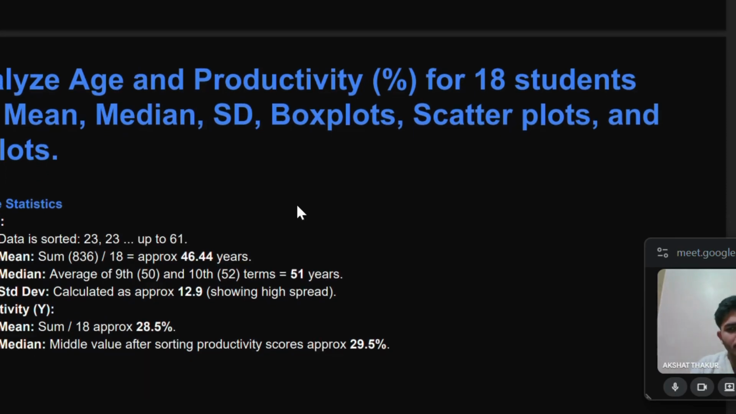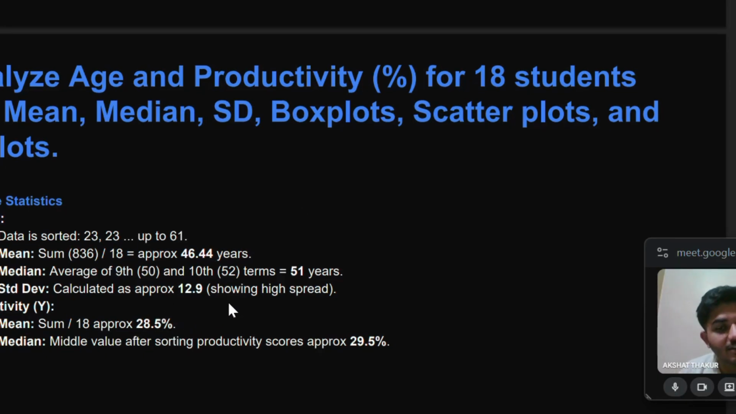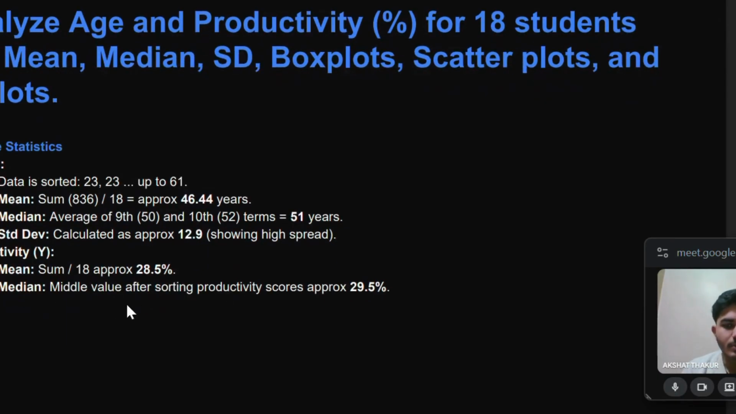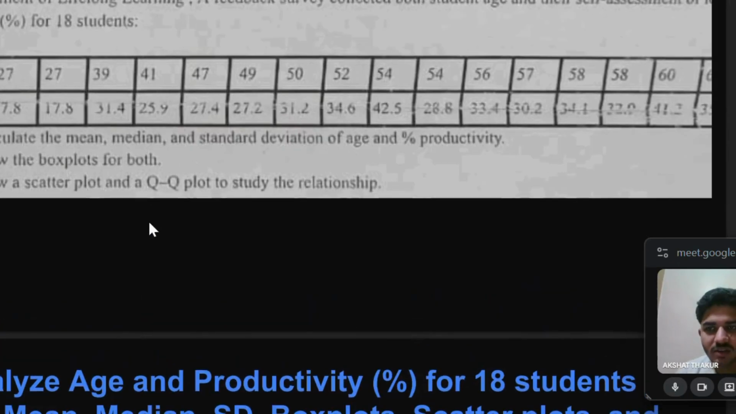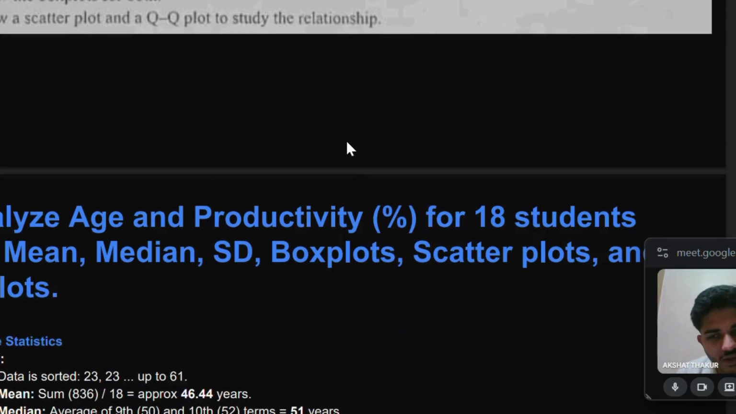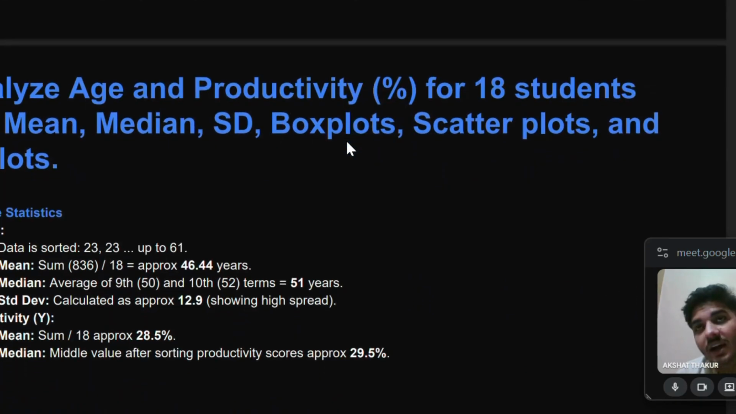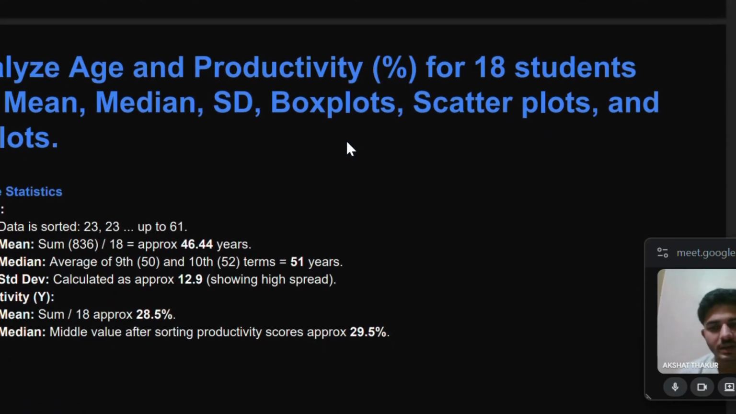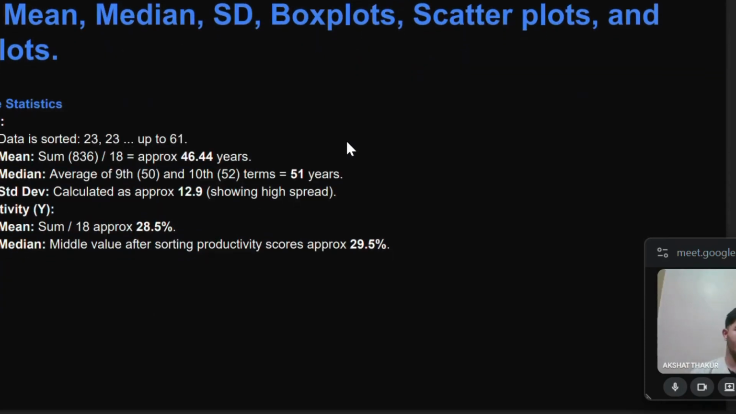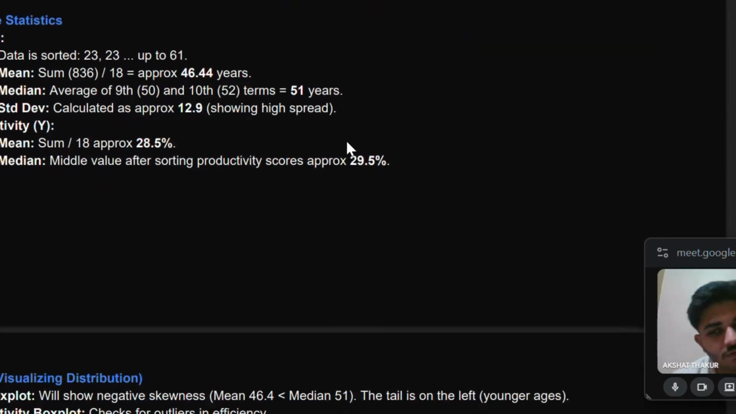Standard deviation simply means how the data is deviating from the mean value. Okay, so we'll subtract every value from the mean and sum them. So we calculate approximately 12.9, showing high spread. Productivity: for the mean of productivity we have also been given a table with point values. Then again the mean will be the sum of all of them divided by 18, which will be approximately 28.5, and the median, the middle value, is approximately 29.5.